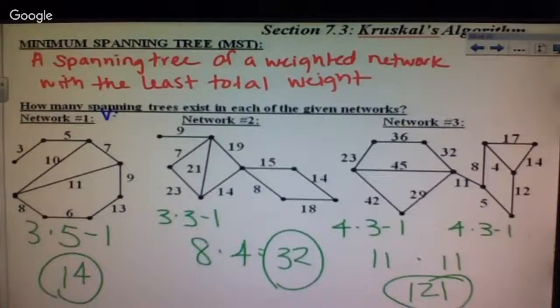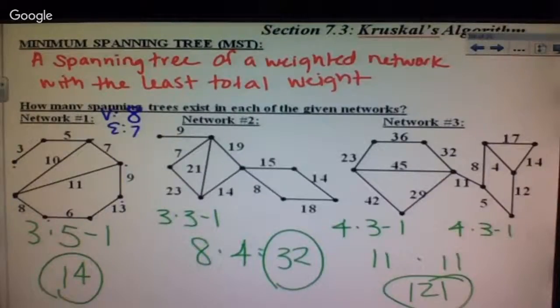8, 9. Where'd you get the 8? 1, 2, 3, 4, 5, 6, 7, 8. Oh, there are 8 vertices, because that one's like a double dot. If there are 8 vertices, how many edges would make a tree? 7.